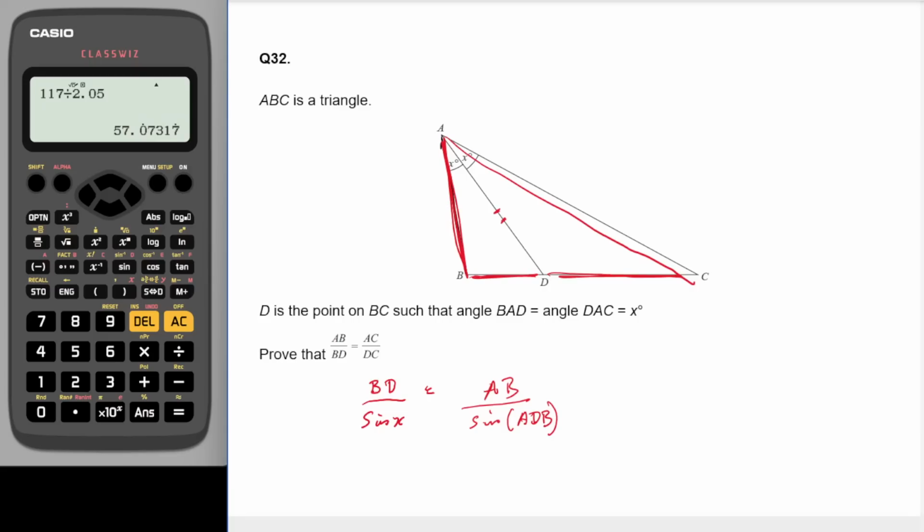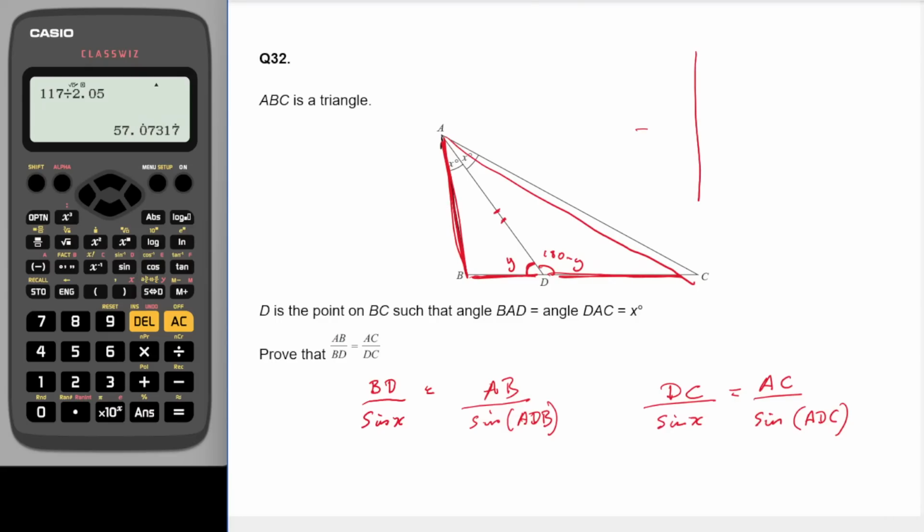And I'm also going to work on a similar process and say that DC over sine x has to be equal to AC over the sine of ADC. Right, I'm going to use this to explain my next process. That's going to be y, and that's going to be 180 minus y.